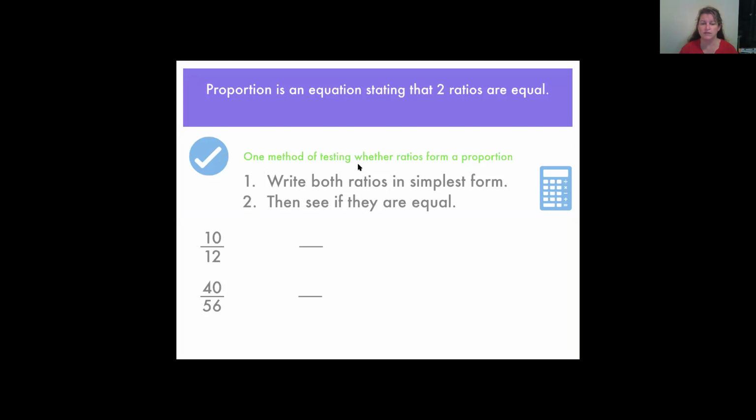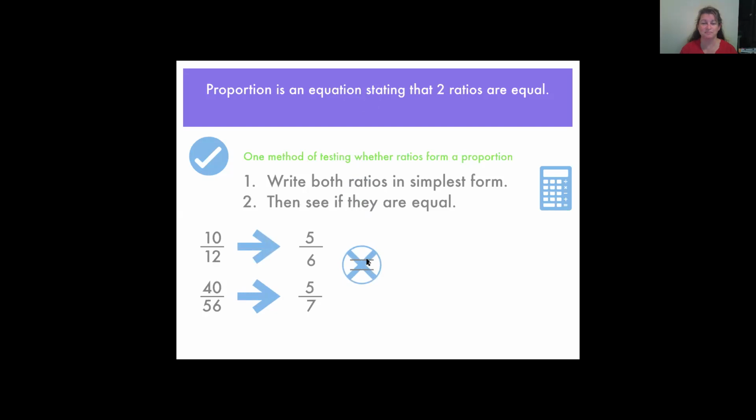Well, one method of testing whether ratios form a proportion: first you write both the ratios in simplest form. So you notice that 10 out of 12 is not in its simplest form. They both can be divided by 2. So let's go ahead and make that in its simplest form. And then 40 and 48, well, we can look at that and say, oh, they both can be divided by 8. So let's get that answer. Now, these ratios are in simplest form. Are they equal? Nope, they're not equal.